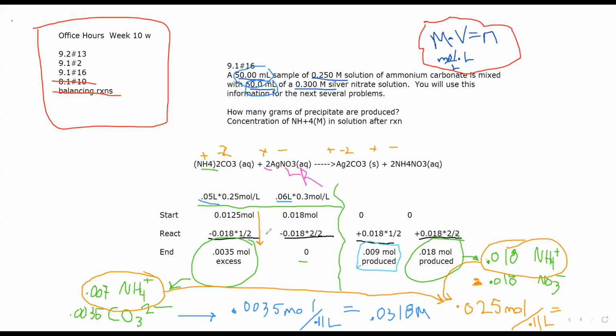So yeah, I like to do the math in the column way where I do my starting amount, then my reacting amount. So it's 0.0125 minus the 0.018 times a half. And that gets me 0.0035. Instead of doing math in a single line, I do math in columns. Two, two, seven. And that gets us the right answer. I had to double check and make sure I got the right answer.